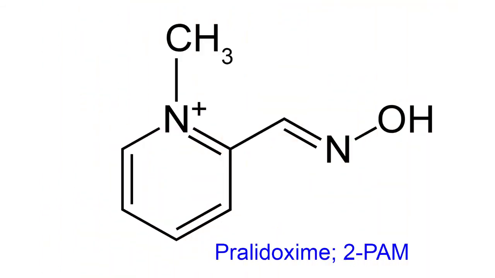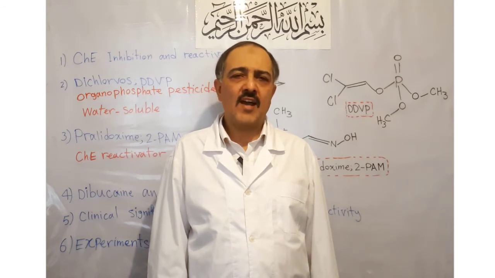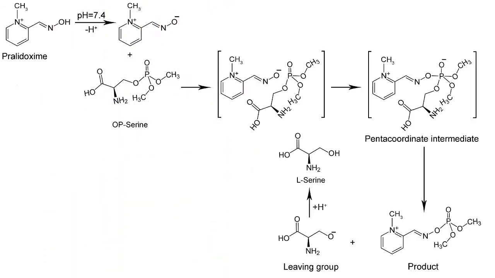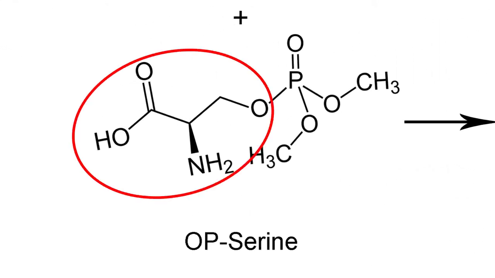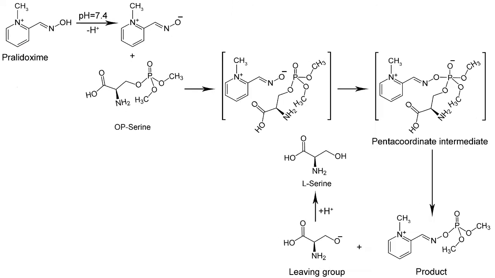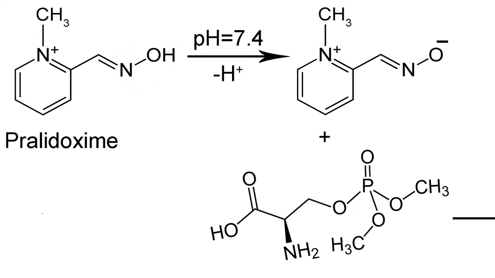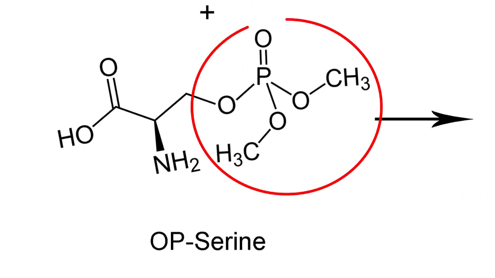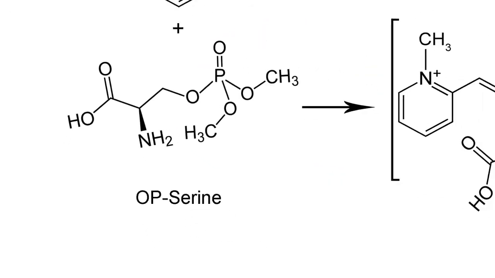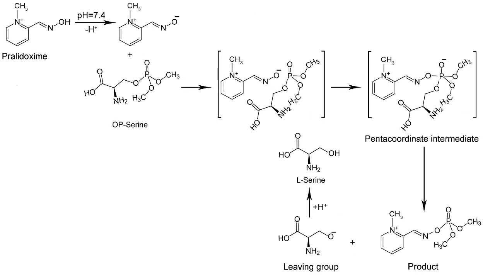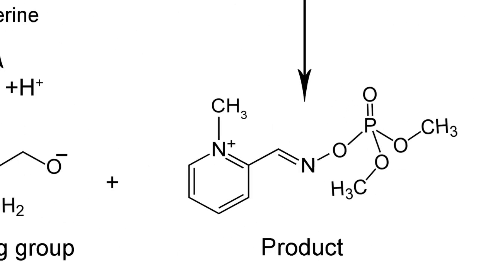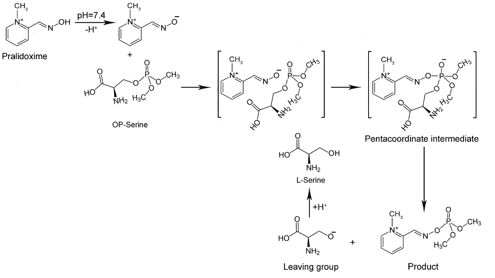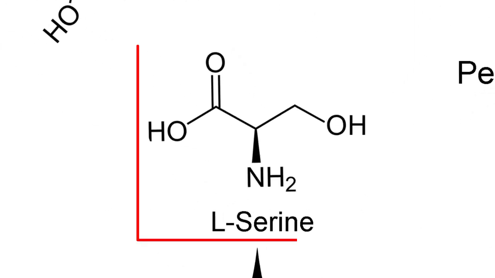Pralidoxime, or 2-PAM, is a cholinesterase reactivator and is used in organophosphate poisoning as an antidote. You see the mechanism of action of pralidoxime in the slide. For better understanding, I only show the amino acid serine residue in the esteratic site of cholinesterase and the respective reactions. In the first step, the oxime group of pralidoxime is ionized at the physiological pH of blood. In the next step, it displaces the organophosphate, in this case dichlorvos, from dichlorvos-bound cholinesterase by a nucleophilic reaction in the serine esteratic site of cholinesterase. Finally, pralidoxime is bound to the organophosphate and the active form of cholinesterase is released.